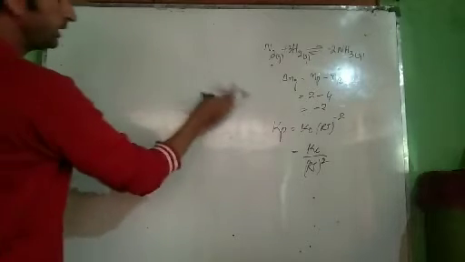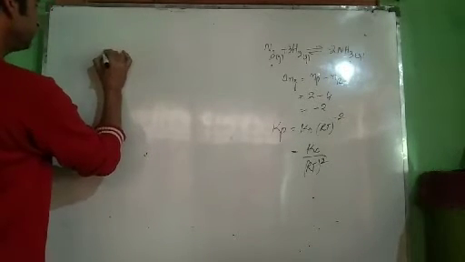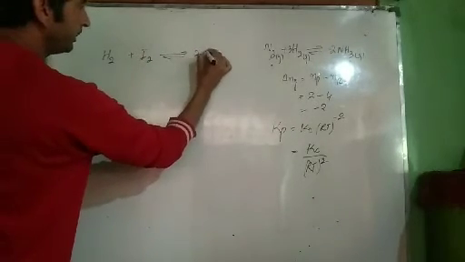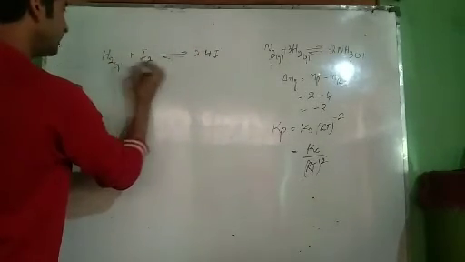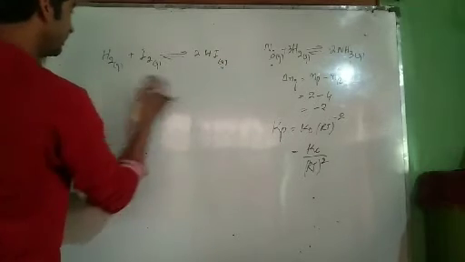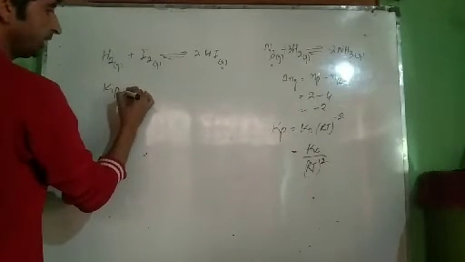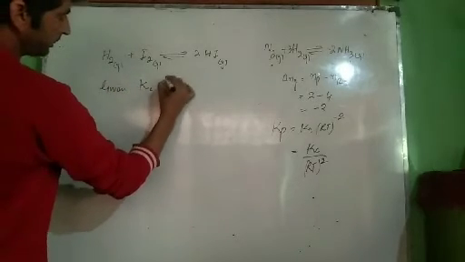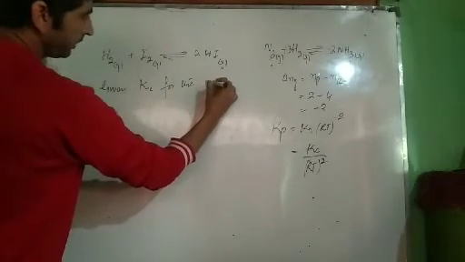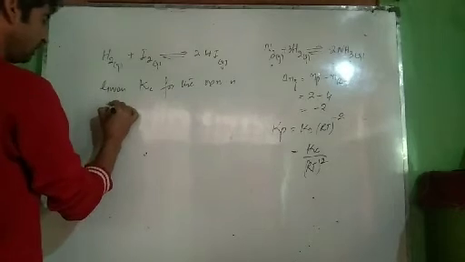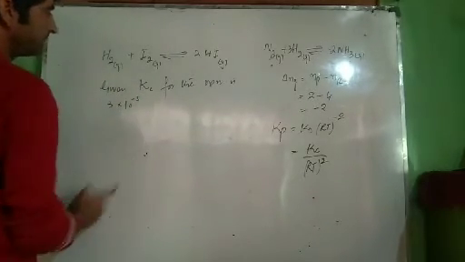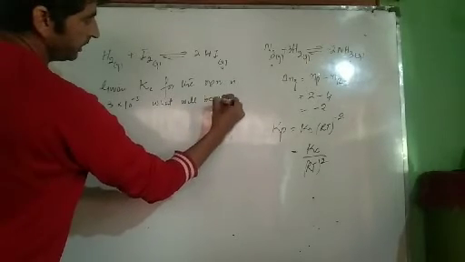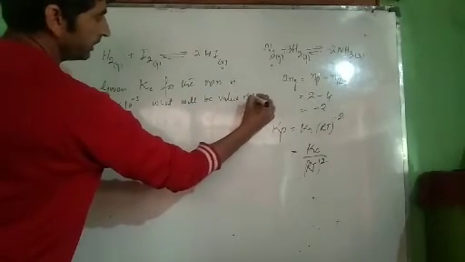Now see, if I write the question like this, we have H2 plus I2 gives 2HI. Now these are all gases. Given that Kc for the reaction is 3 into 10 raised to power minus 5, what will be the value of Kp?